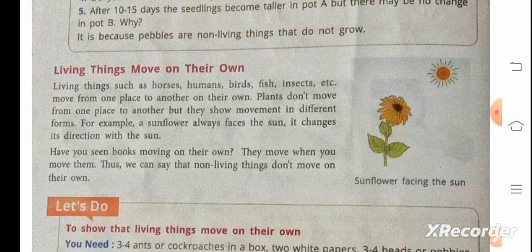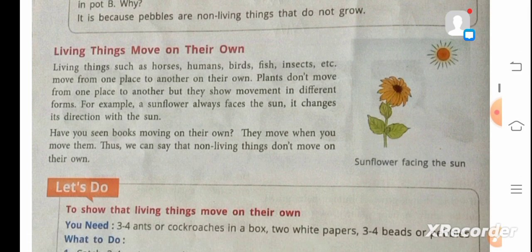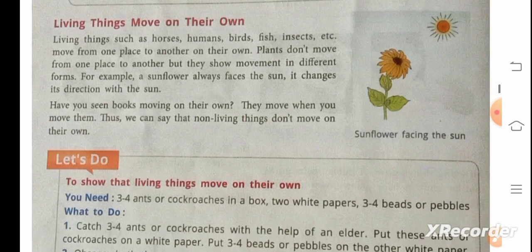Okay, next, living things move on their own. If you want to move from one place to another, you will decide. So we move on our own. Living things such as horses, humans, birds, fish, insects, etc. move from one place to another on their own. Plants don't move, but their parts move. For example, leaves and branches show some movements. A sunflower always faces the sun, as the sun moves from east to west, the face of the sunflower changes its direction with the sun.